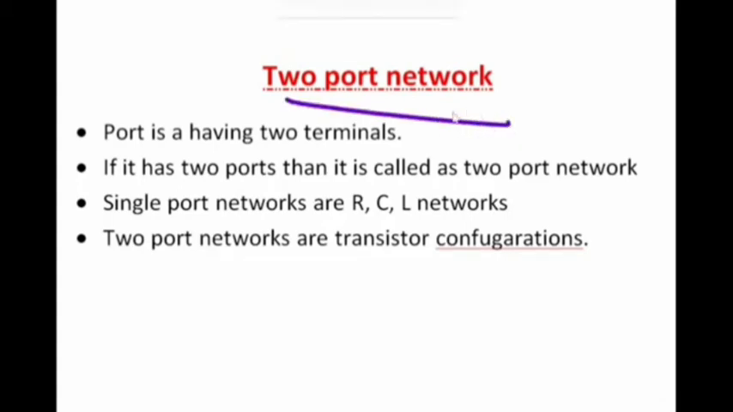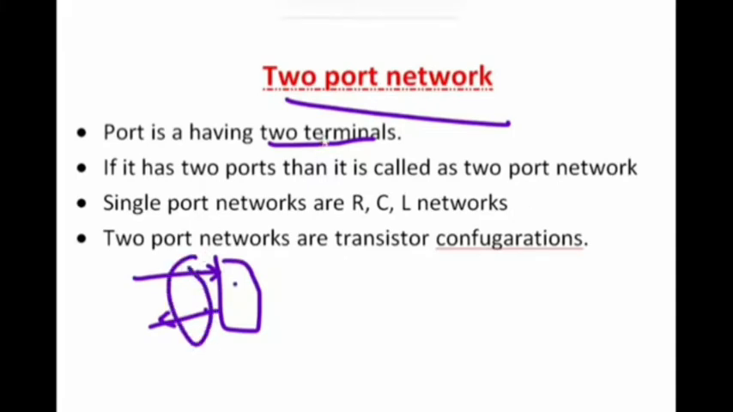Two-port network. We have heard about terminals and ports. If two terminals have a function such that the entering current is equal to the leaving current in a network, then these two terminals together are called a port. For a port, the general operation is that the entering current must be equal to the leaving current. If a network has two ports in such a way, then it is called a two-port network.